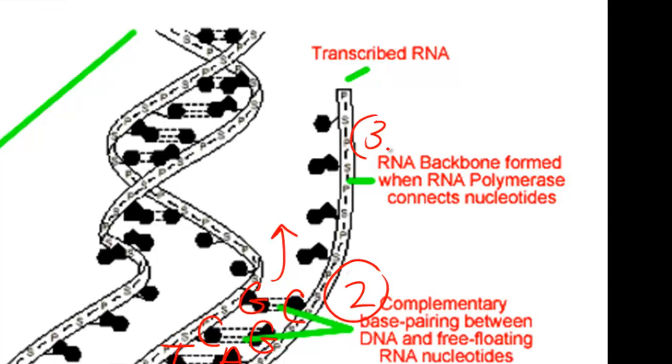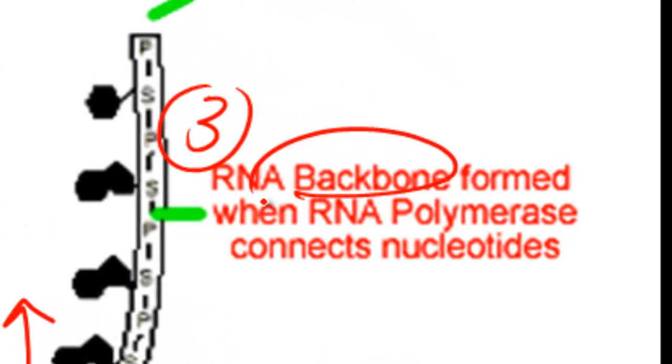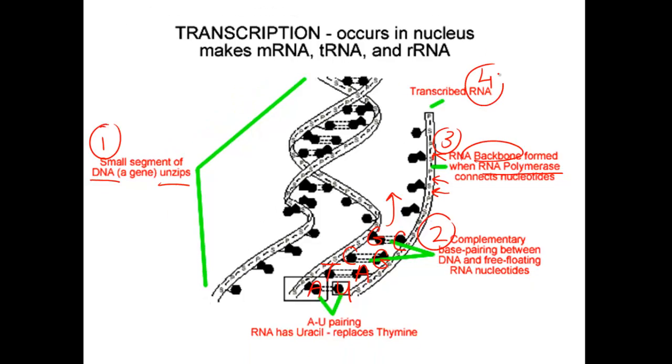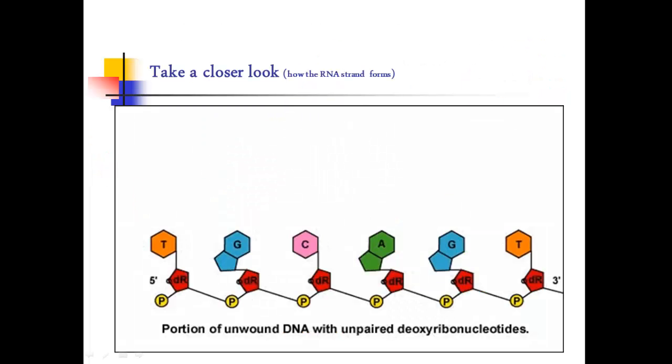The third step that happens is your RNA backbone will form. So you've got to join all those sugars and phosphates together, and RNA polymerase does that while it checks for mistakes. And of course, lastly, the RNA will be released and the DNA will wind back up. Let's take a closer look at that process.